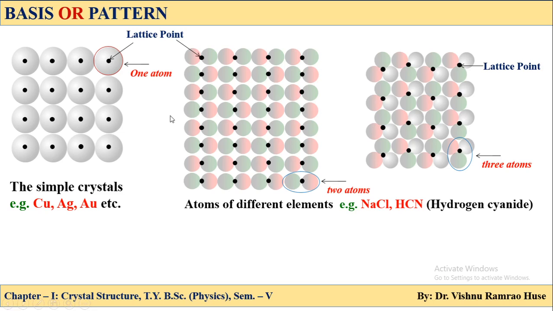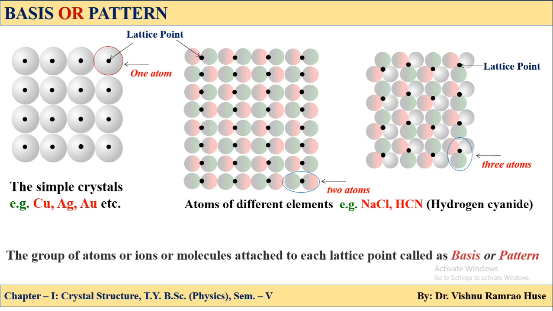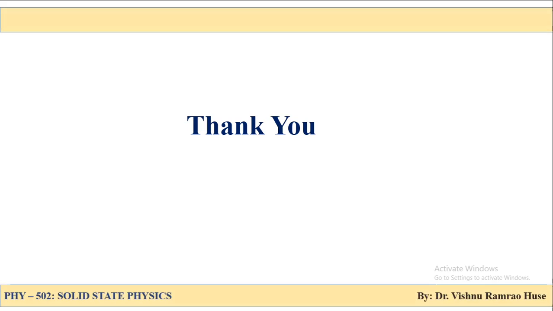So this shows that each lattice point may contain one atom to several atoms, a group of atoms or ions or molecules. Such a group of atoms or ions or molecules attached to each lattice point is called a basis or pattern. Thank you.